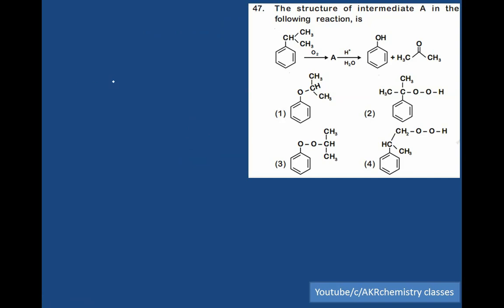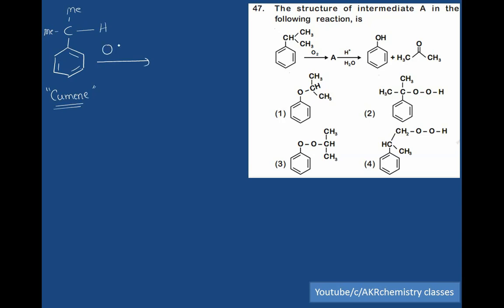The structure of intermediate A in the following reaction. The reactant is isopropyl benzene, CH3, CH3, or it is also called cumene. So preparation of phenol from the cumene process. It is a direct question from the NCERT book.